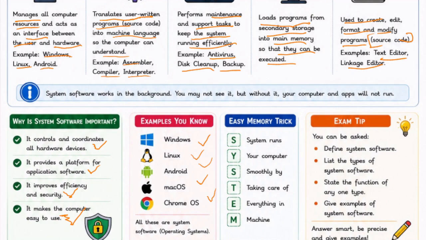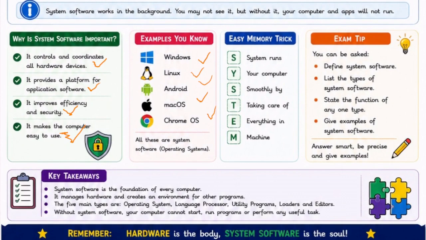All these are system what? Software. Now, questions that can come from this: define system software, list the types of system software, state the functions of any one type, give examples of system software, and you should be able to answer this from this slide. Okay, now we are moving to the next one.